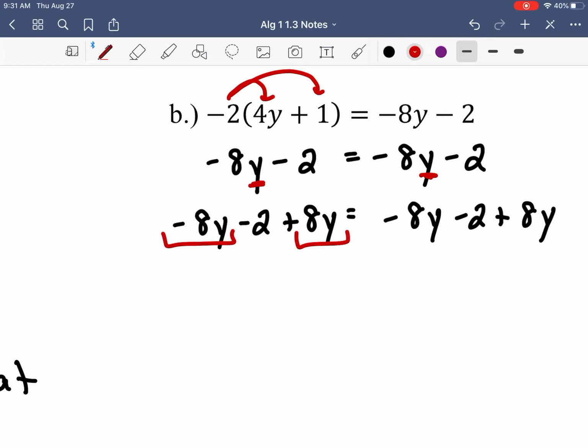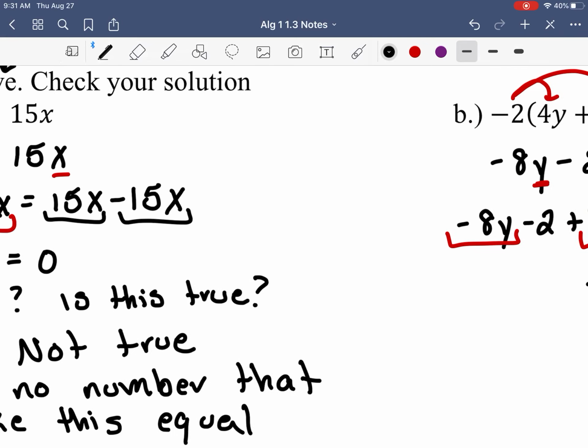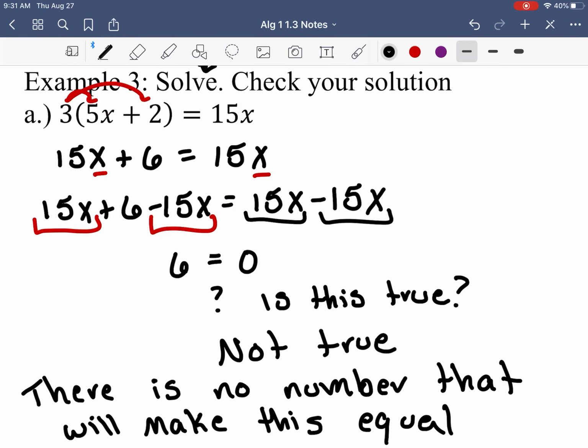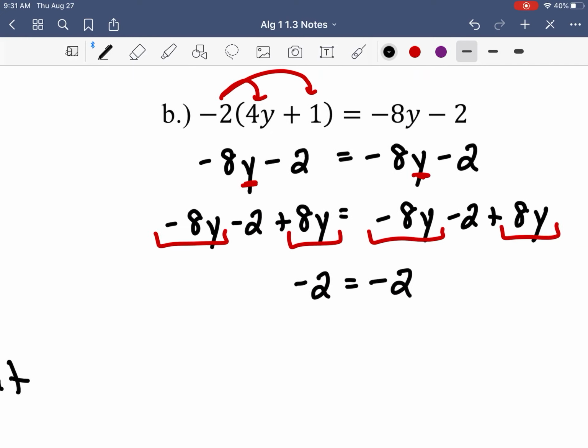Okay, so now let's see. Negative 8y plus 8y is 0. Plus that negative 2 is negative 2. Let's look at the other side. Negative 8y plus 8y is 0. Plus the negative 2 is negative 2. This one was very similar to this other one, a, in that my variable added out. Like I didn't have a variable anymore.